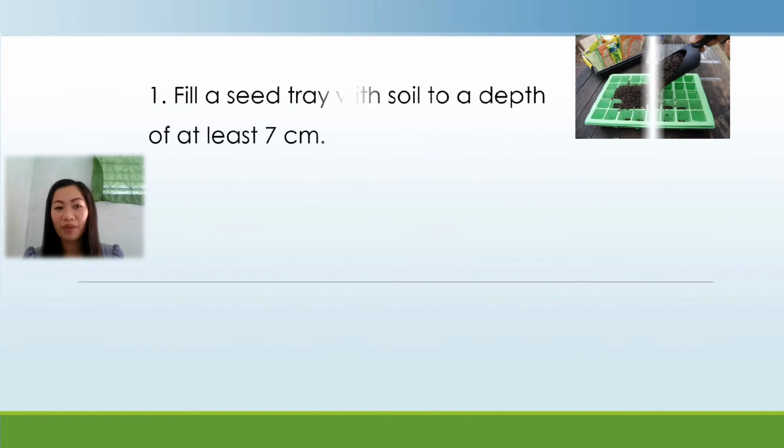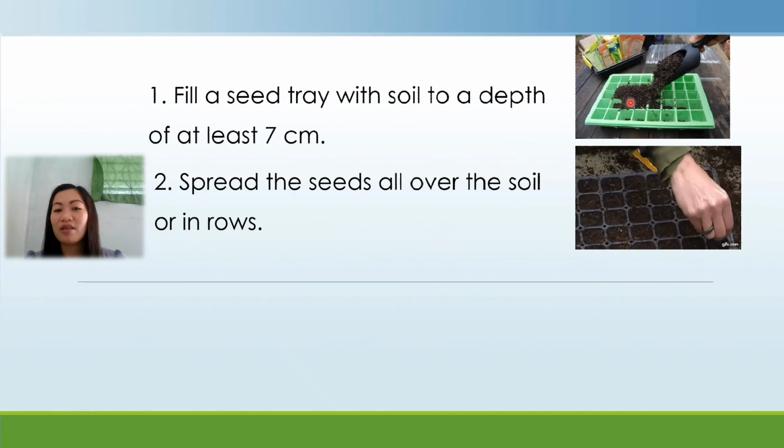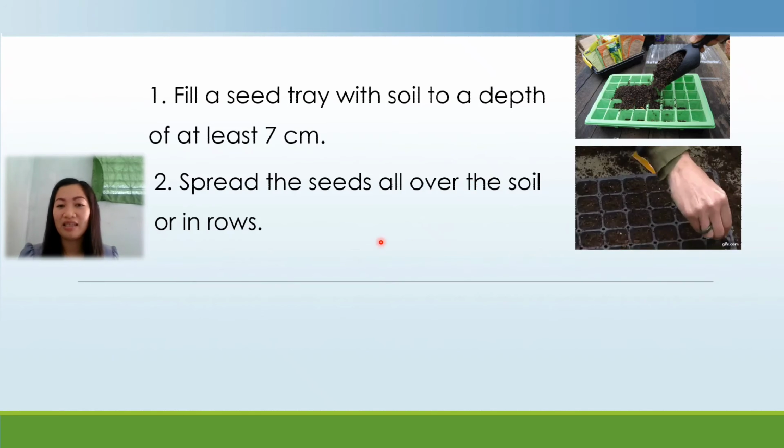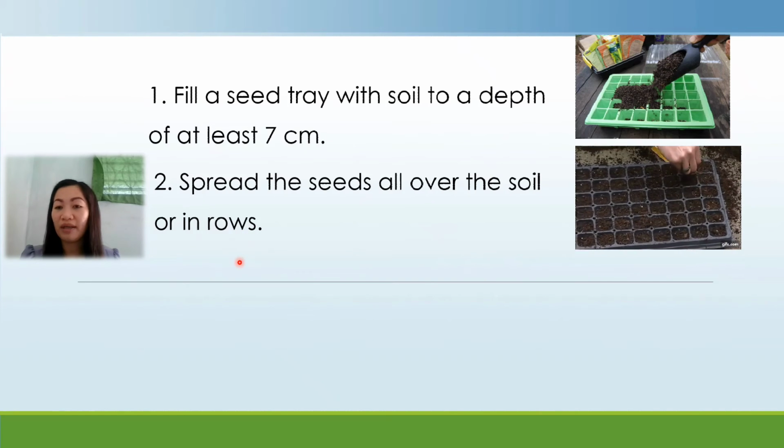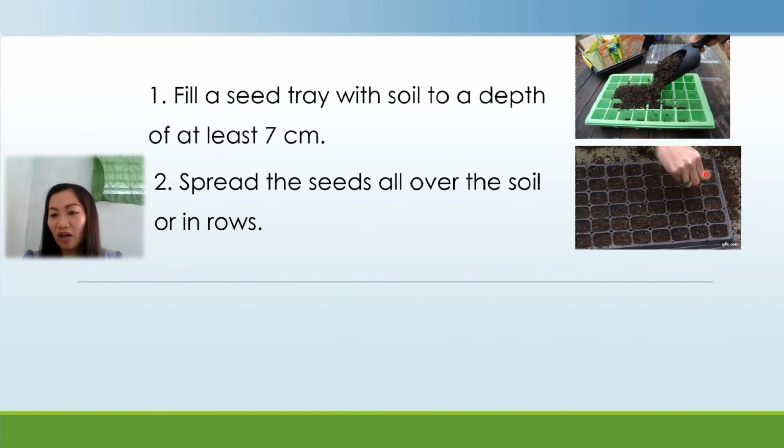We have some steps to follow when we use seeds to grow. The first one is to fill a seed tray with soil to a depth of at least 7 centimeters. So this one is the tray. You have to prepare the tray for you to put the seeds. The second step is to spread the seeds all over the soil or in a row, like what this person did. Fill the rows with seeds.